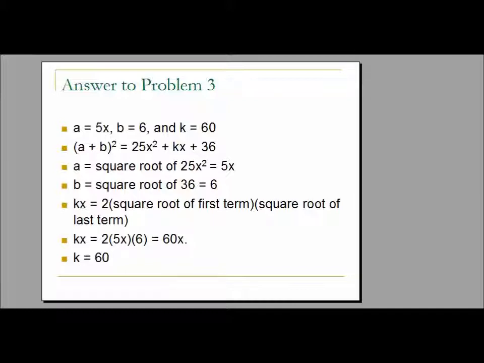Recall that (a plus b) quantity squared equals 25x squared plus kx plus 36. A equals the square root of 25x squared, which is 5x. B equals the square root of 36, which is 6. Kx equals 2 times the square root of the first term times the square root of the last term. Kx therefore equals 2 times 5x times 6, which equals 60x, and k equals 60.